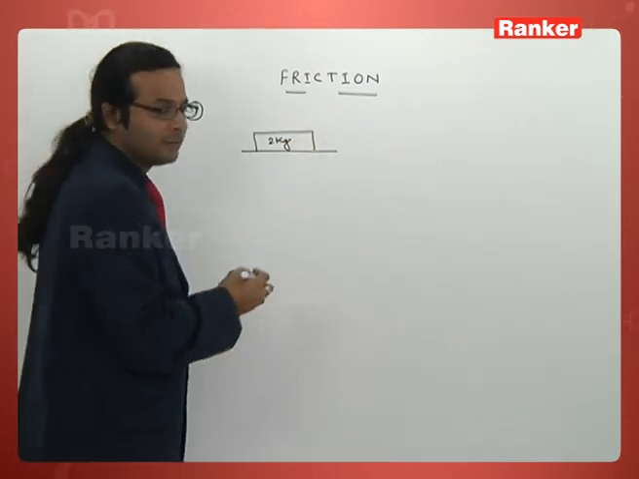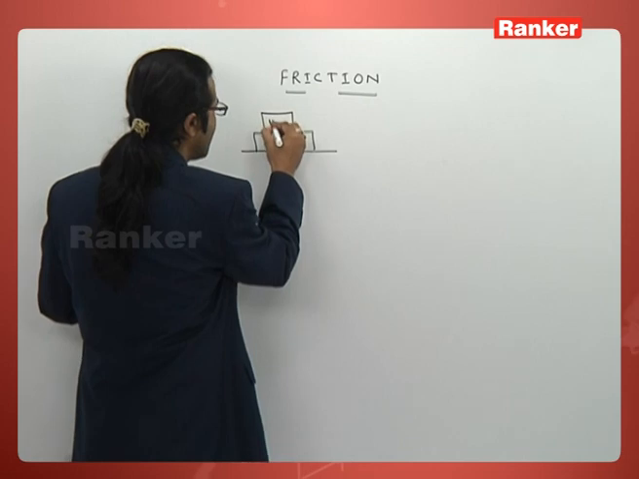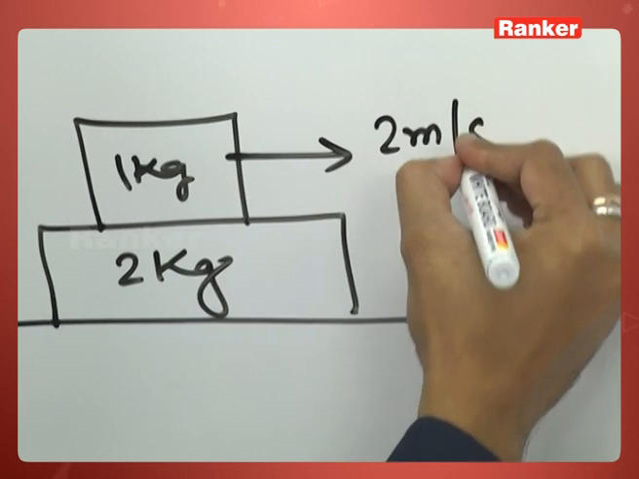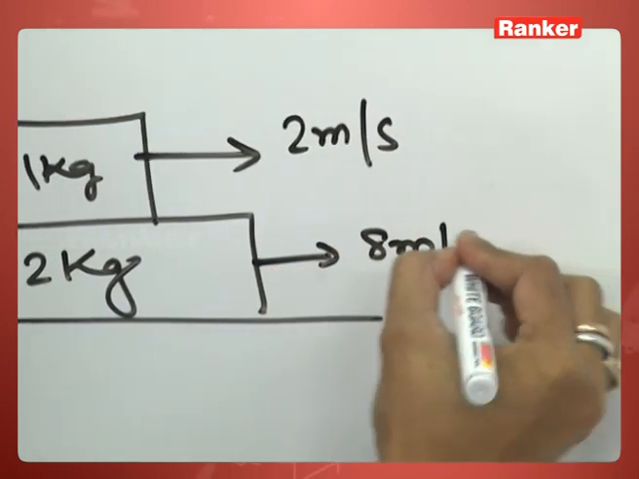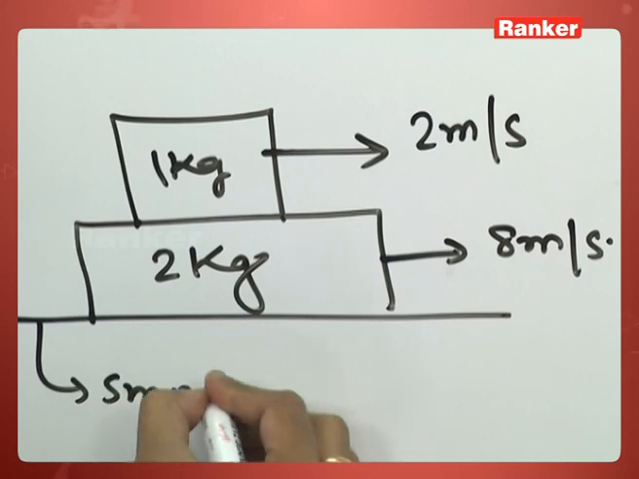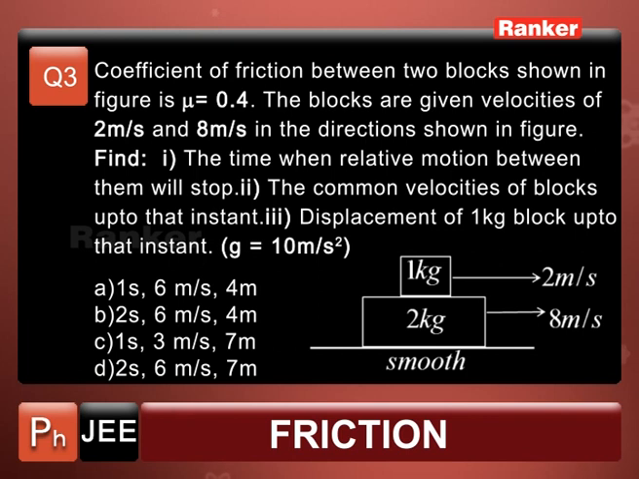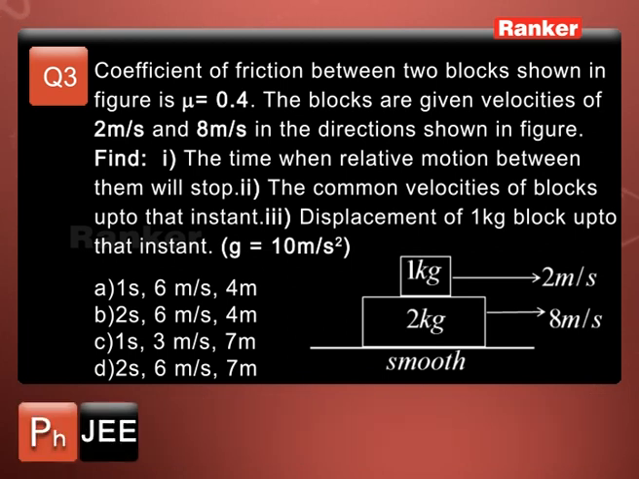2 kg, 1 kg. Velocity of this is given as 2 meter per second. This is 8 meter per second, and this surface is given as smooth. Now he is saying the coefficient of friction between the two blocks, mu, is given as 0.4. The blocks are given velocities of 2 meter per second and 8 meter per second in the directions shown. Find the time when the relative motion between them will stop.